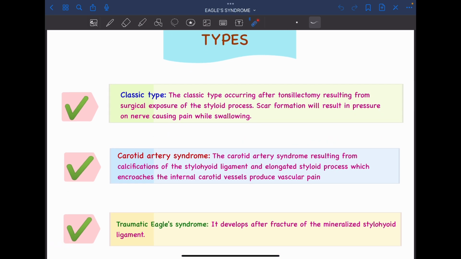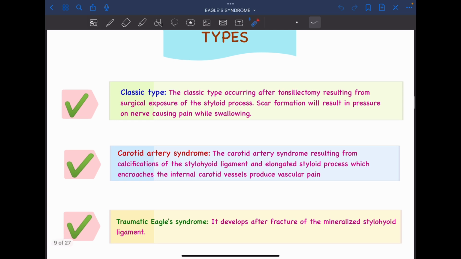The next one is our carotid artery syndrome. It results from calcification of the styloid ligament as well as the elongated styloid process, which encroaches on the internal carotid vessels and produces the characteristic vascular pain, right? So the name itself indicates there is some problem with the carotid artery here, which is nothing but the compression of the carotid artery because of the elongated styloid process.